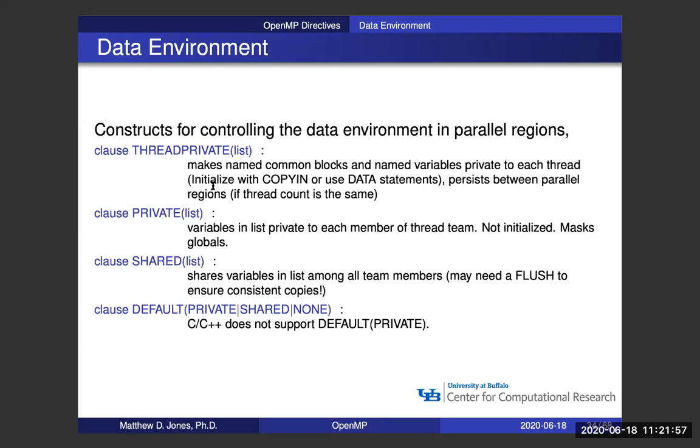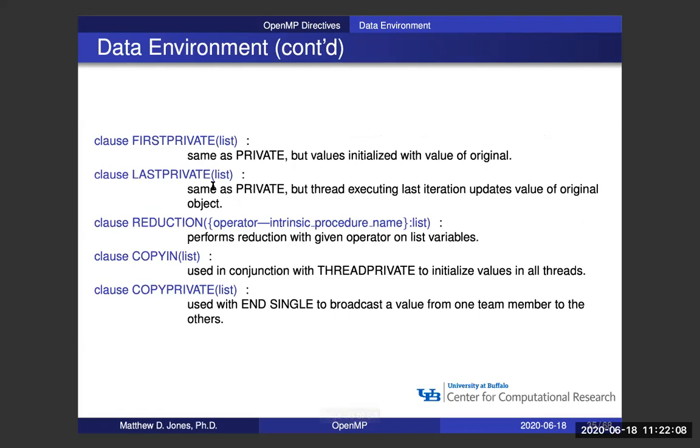Threadprivate basically just takes those named variables and makes them private to each thread, but it's persistent between the parallel regions, right? If you have multiples of them, as long as the thread count stays the same. Firstprivate, same as private, but we initialize the values with the value of the original thread. Lastprivate, same as private, but the thread executing the last iteration will update the value of the original object.